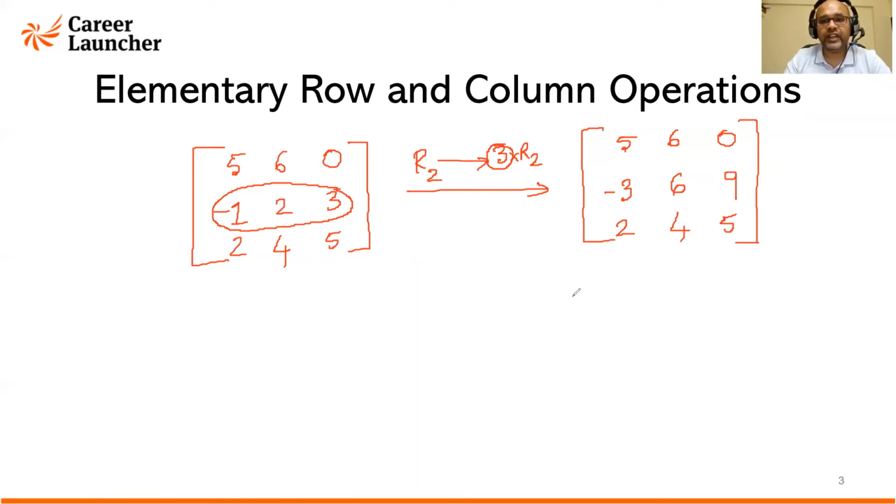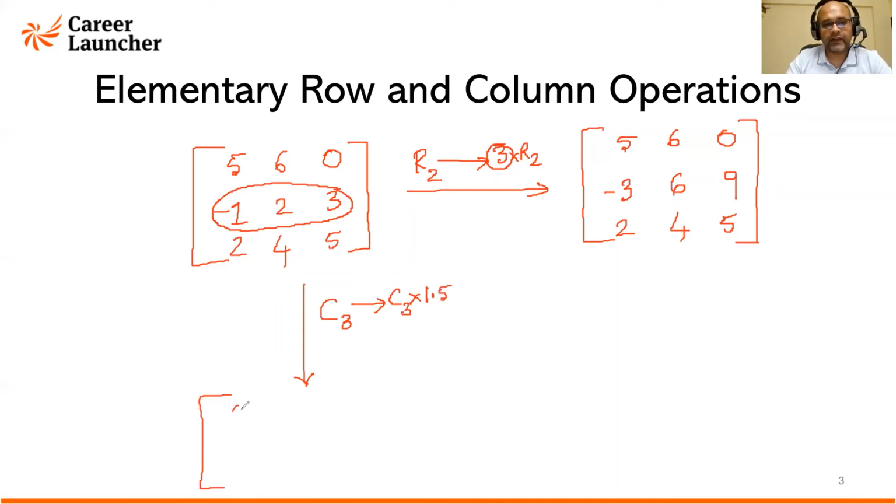Multiplication of a row with a constant. So this operation is called multiplication of a row with a constant. I can do the same thing for a column also. I can take column number 3 and call it column number 3 multiplied by 1.5.